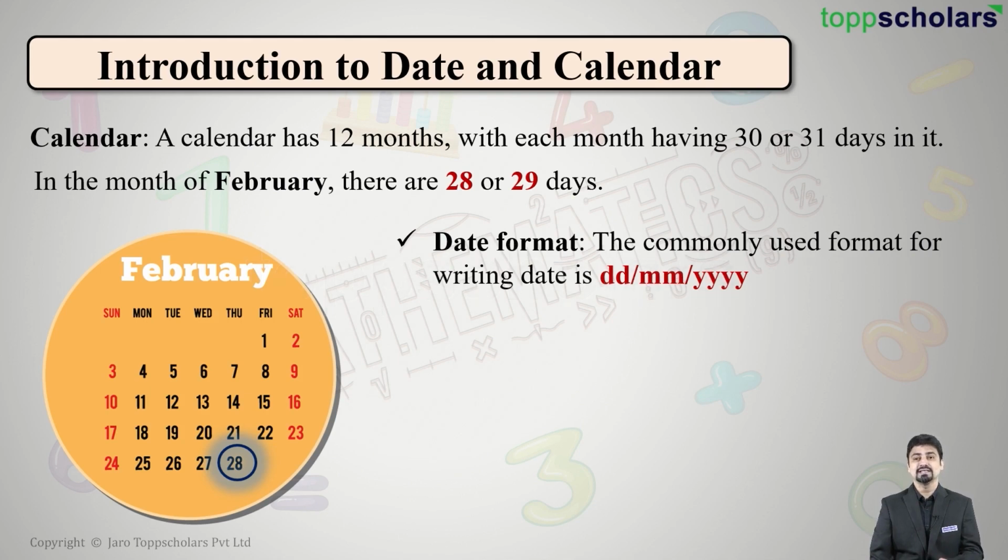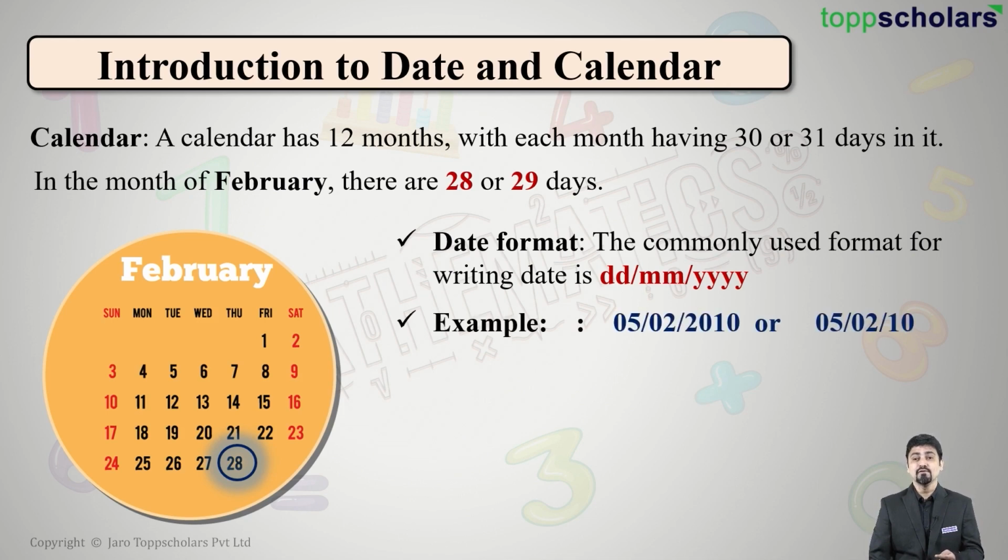And the last slash YYYY. The 4 times Y is for the year. The year is generally represented in 4 digits. Right now we are in the year 2020, so we write 2020. Suppose this is the calendar of the year 2010.